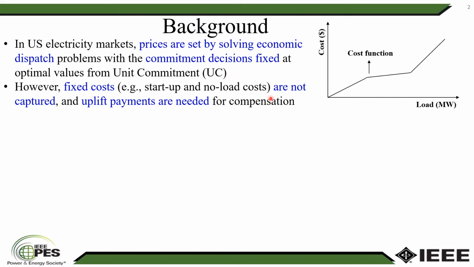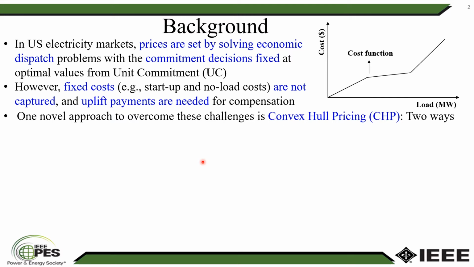Although this method is easy, it does not take into account fixed costs such as startup and no-load costs, which can be seen on the figure on the right, which shows you the cost function. Price is calculated as the slope of the cost function, and as fixed costs are not captured, the slope of the cost function is not monotonically rising. Due to these issues, large uplift payments have to be paid to units as compensation for lost opportunities.